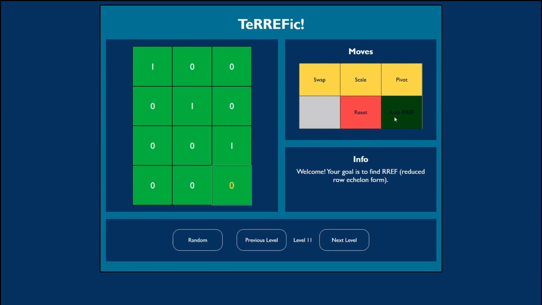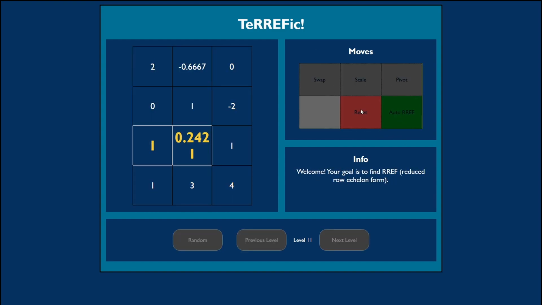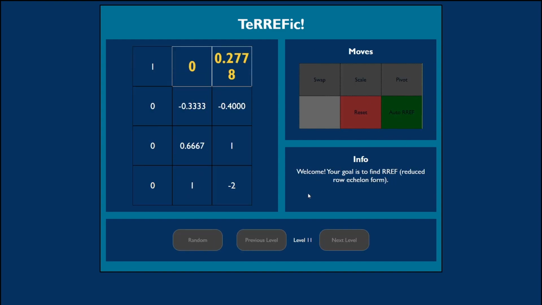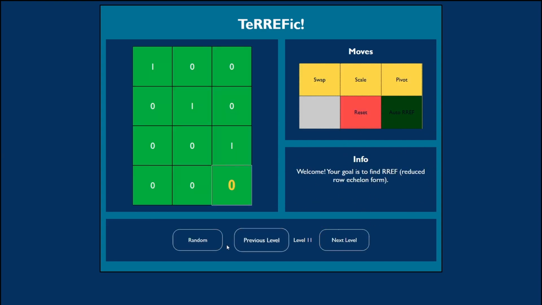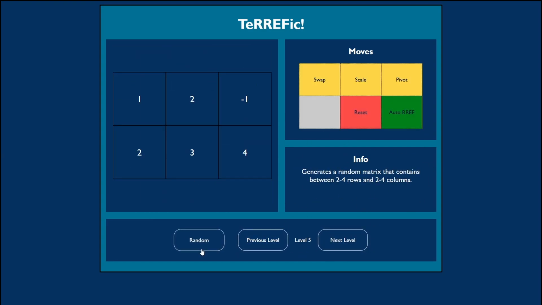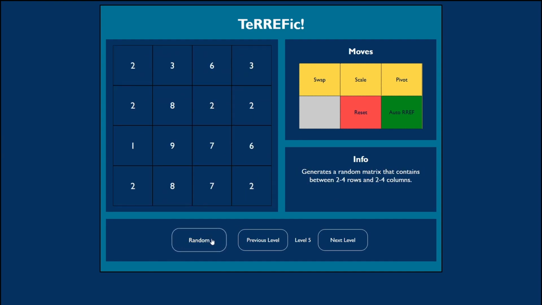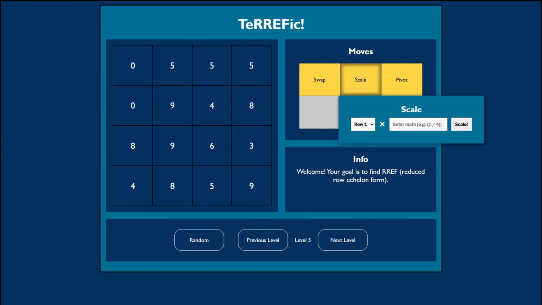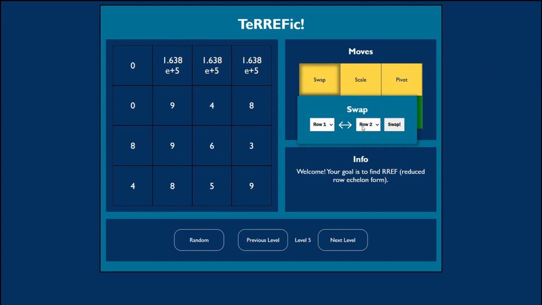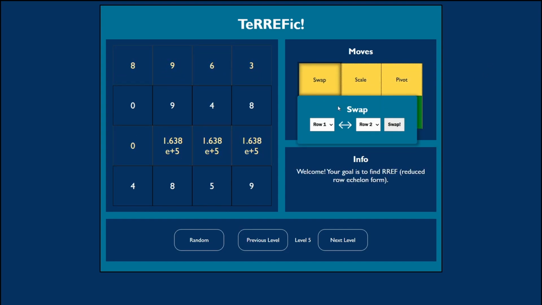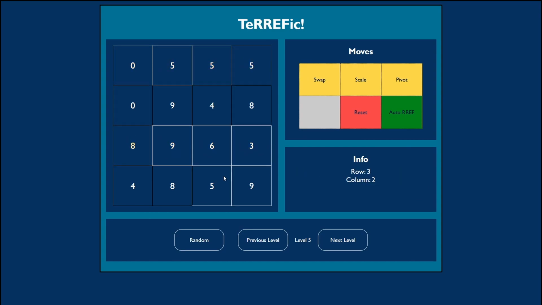All the buttons are disabled while you're doing it, so you can't click anything while things are happening. But when it's done, then you can start clicking things again. You can also generate a completely random matrix. If you mess up, you can actually reset the matrix. So I can swap a couple of rows. This resets it to the original state.